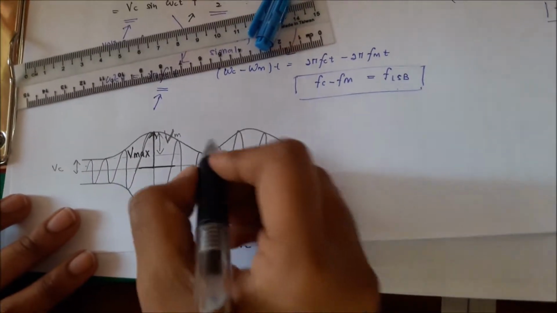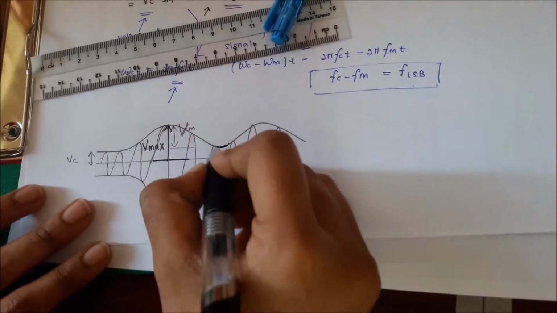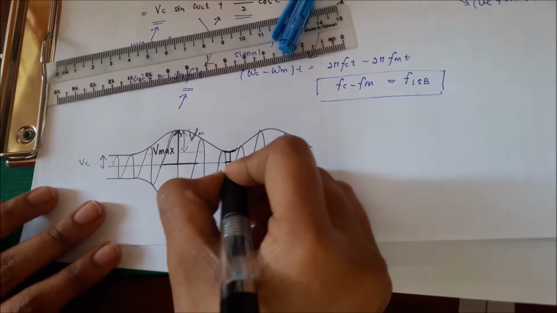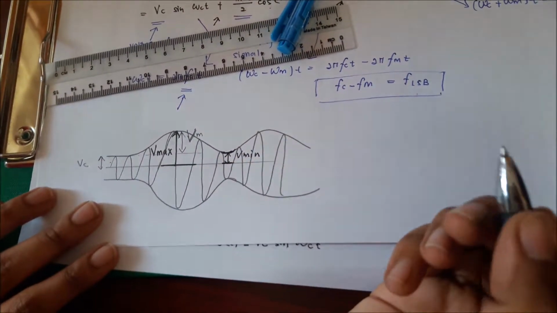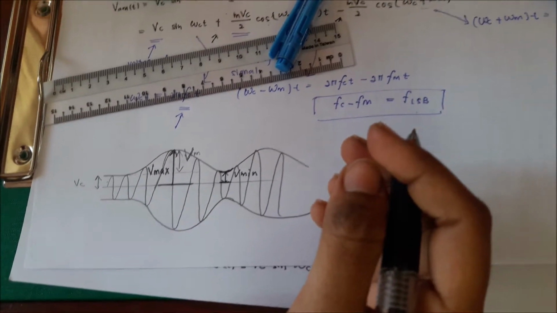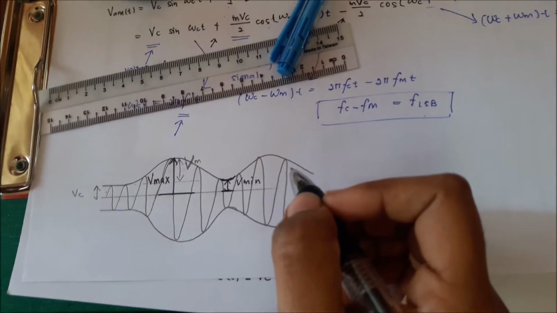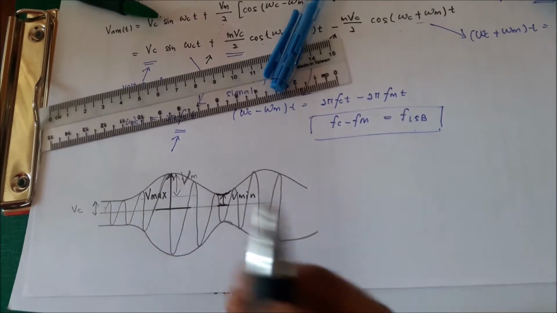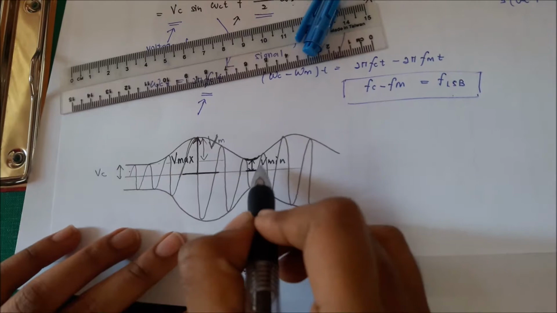And what about my Vmin? It is at your envelope, this lower peak point here, coming down to the crest or the zero reference, that is called your V min. That will definitely be your V min. Okay, so this is how you determine your V max and your V min.